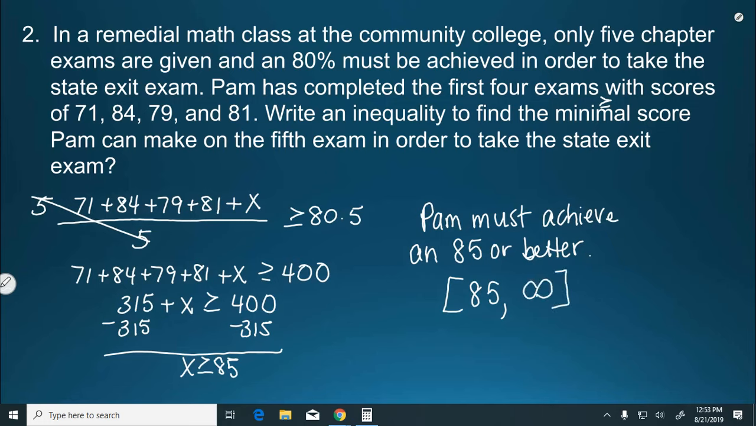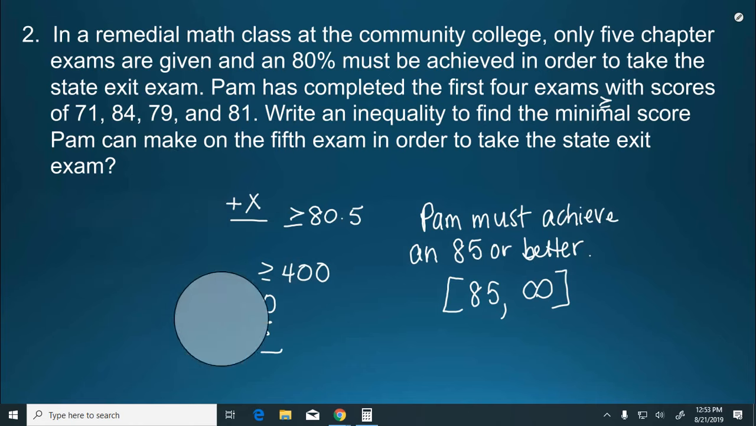Now, again, she's not going to get a score of 1,000, but since we're just writing the bracket notation for the inequality, that's how you would write it. Common sense, though, she really wouldn't score more than 100 unless the teacher is giving some kind of extra credit. But don't expect that at the college level. All right, number 3.